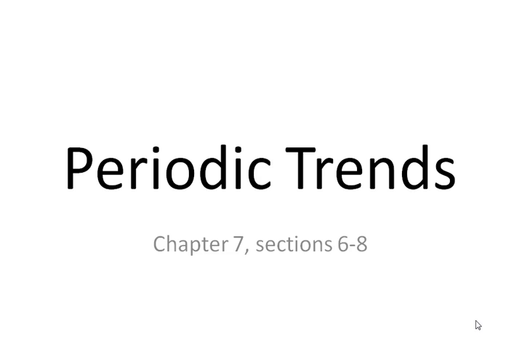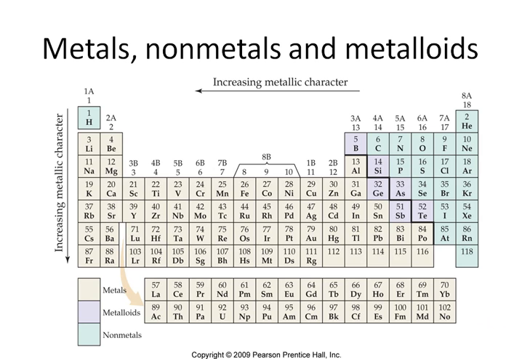Okay, periodic trends, chapter 7, sections 6 through 8. Our first slide here is of the periodic table, and it is showing you that metallic character increases this way and increases down this way.